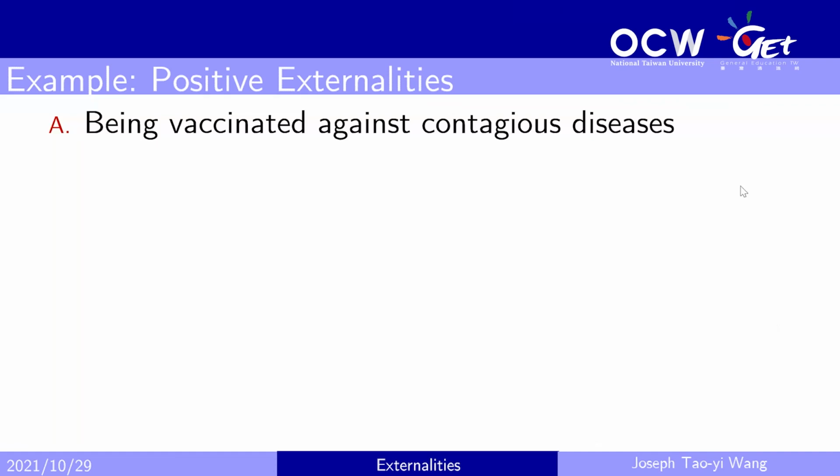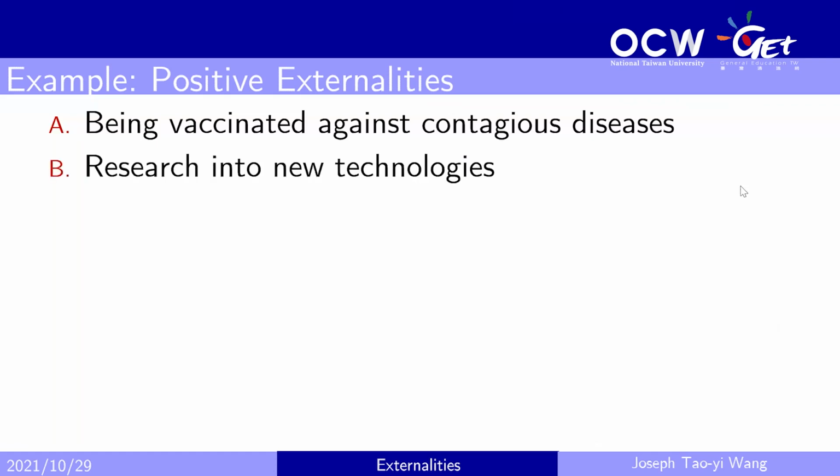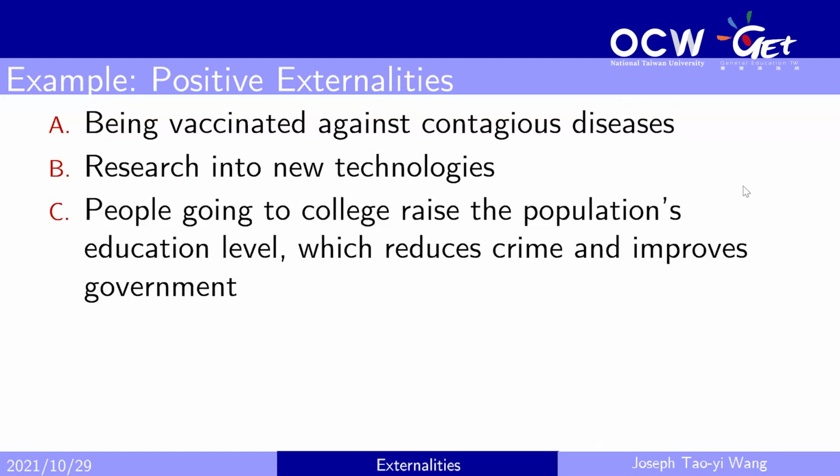So being vaccinated, you are creating a positive externality on other people. Research of new technology, that's also creating positive externalities. If you think of it, the inventor of AZ, they actually gave up the patent, at least for the first couple million doses, to make sure that the vaccines could actually go to more people. And so they are creating this positive externality for developing this technology. Even more people going to college, you could reduce crime and improve the government and so on. This is also a positive externality because for people who don't go to college, they still receive this benefit.